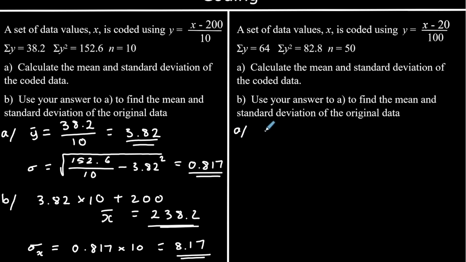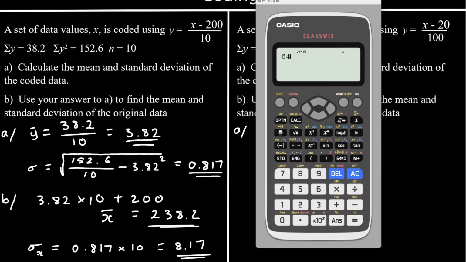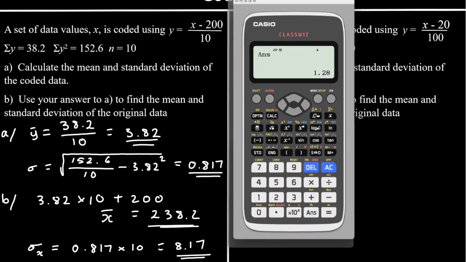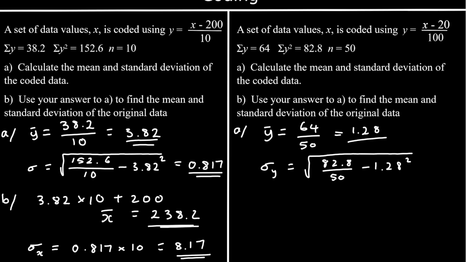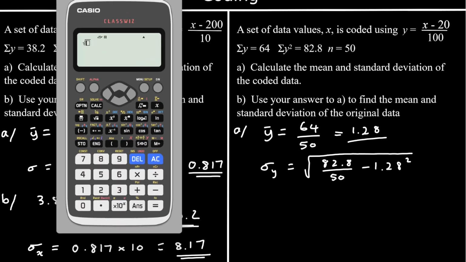So we need to calculate the mean and standard deviation for the coded data again. So the mean is 64 over 50, which is 1.28. The standard deviation is the mean of the squares minus the square of the mean.